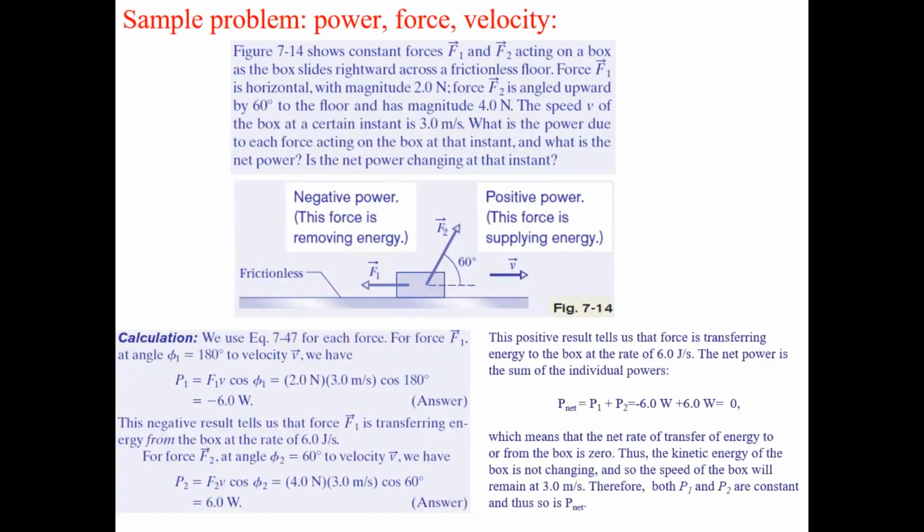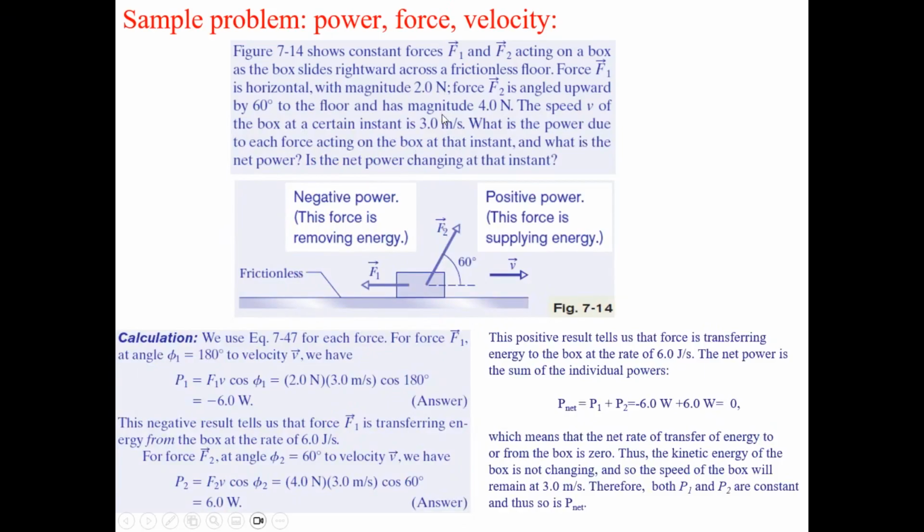You can check this example here. We have two constant forces, F1 and F2, acting on a box as the box slides to the right across a frictionless floor. We're given the magnitudes and directions of the forces. We're given the speed of the box at a certain instant to be 3 meters per second. The question is, what is the power due to each force acting on the box at that instant? So I want the power of each force at that moment.